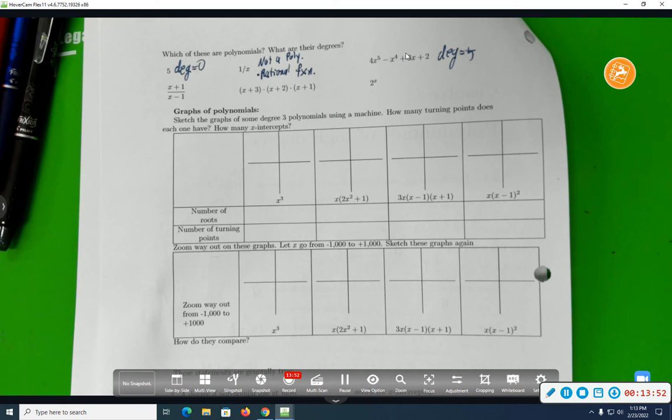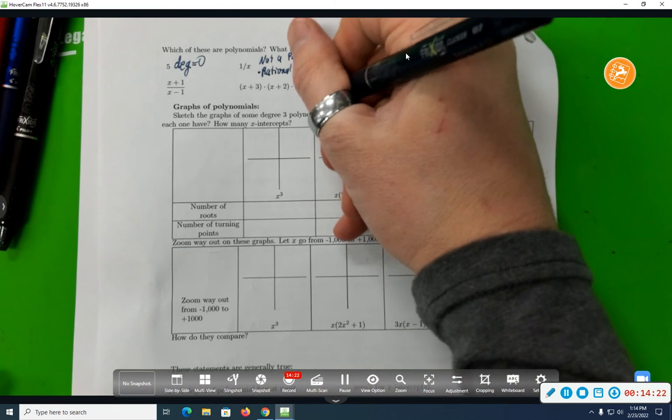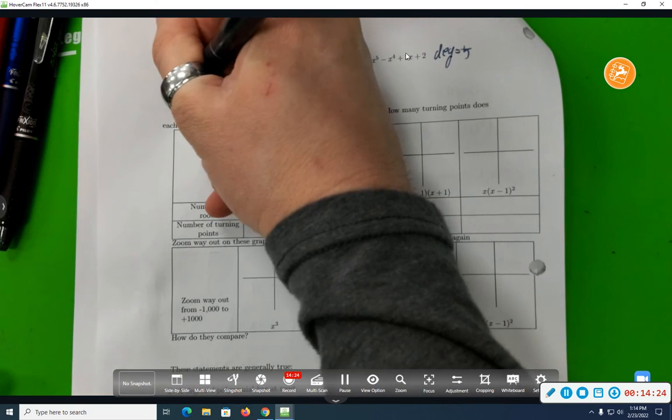x plus 3 times x plus 2 times x plus 1. Polynomial? Non-polynomial. Cool. Those of you who said yes, what is its degree? 3. I guess the way you could see that is, imagine you FOILed it out. Don't actually do it, but imagine you FOILed it out. At the end of the day, would you see a bunch of multiples of powers of x? That's what a polynomial is. And the biggest power of x you would see is 3.